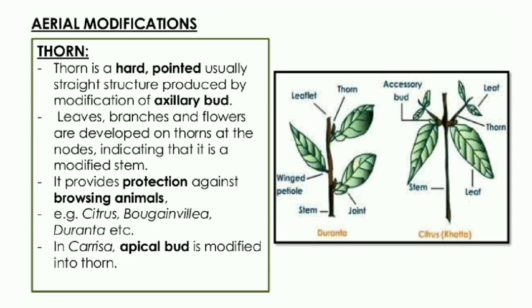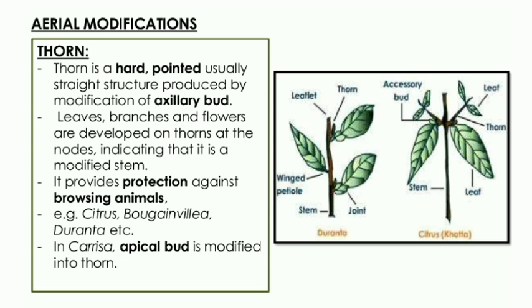And here the leaves, branches and flowers are developed on the thorns at the nodes, indicating that it is a modified stem. Means beside the thorn, either leaves will be developed, branches will be developed, or flowers will be developed. So it says that it is a modified stem. If other parts are not formed around the thorn, then the thorn will not be a stem modification. But here, beside or just above the thorn, leaves are produced, some branches are produced, flowers are produced.